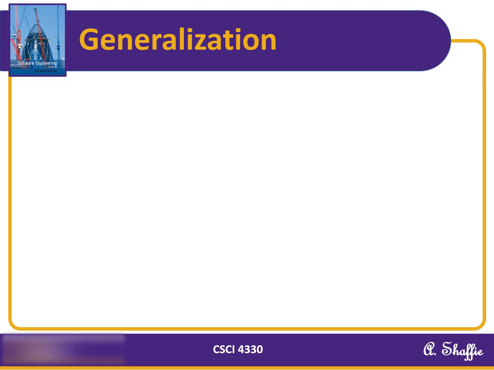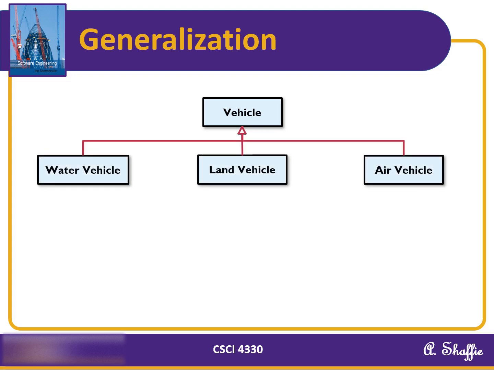Let's introduce a new concept, which is generalization. Generalization as a technique is not unfamiliar to you. It is something we use daily to manage complexity. For instance, when I say vehicle, you immediately understand that I am referring to an object that can transport us from one place to another. However, vehicle is a very general term. Vehicle is a very broad term. It could mean a water vehicle, a land vehicle, or an air vehicle.